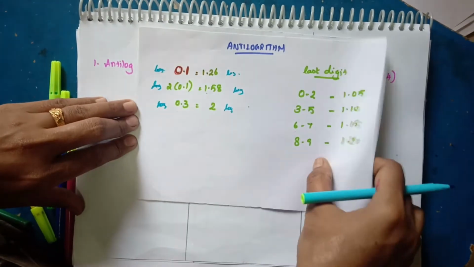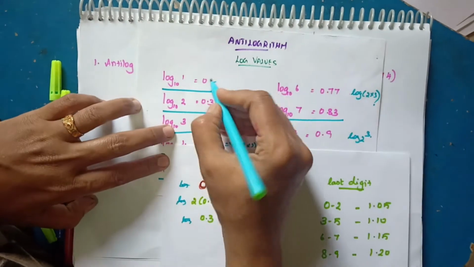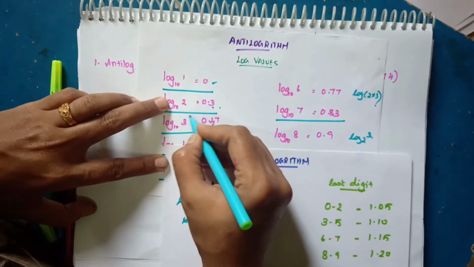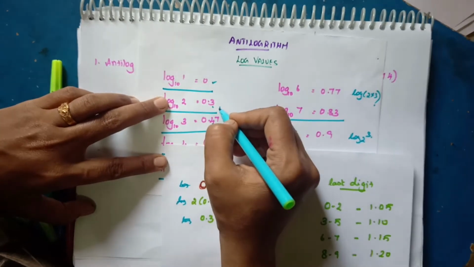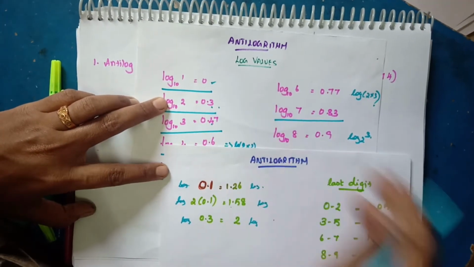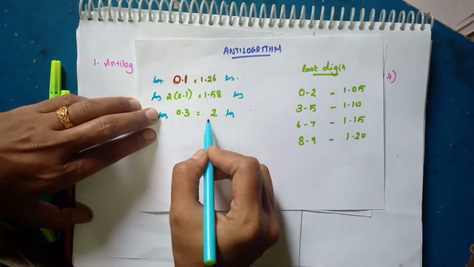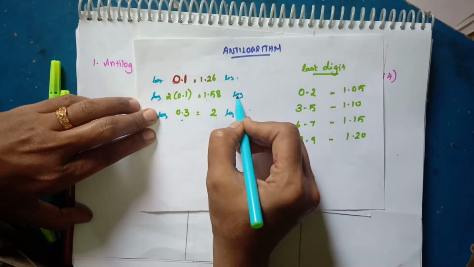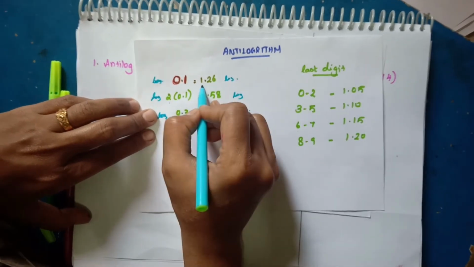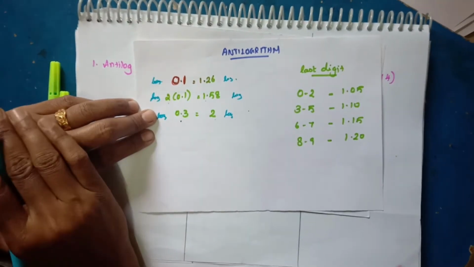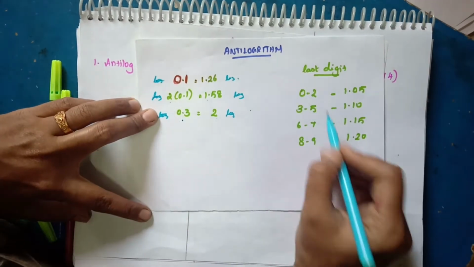See, we have seen this. Log 1 is 0 and log 2 is 0.3. So in between, if they are giving the values, how to calculate? So for that only they have given this one. Log 2 is 0.3, log 1.58 is 2 into 0.1, and log 1.26 is 0.1. Okay, this is for the last digit.